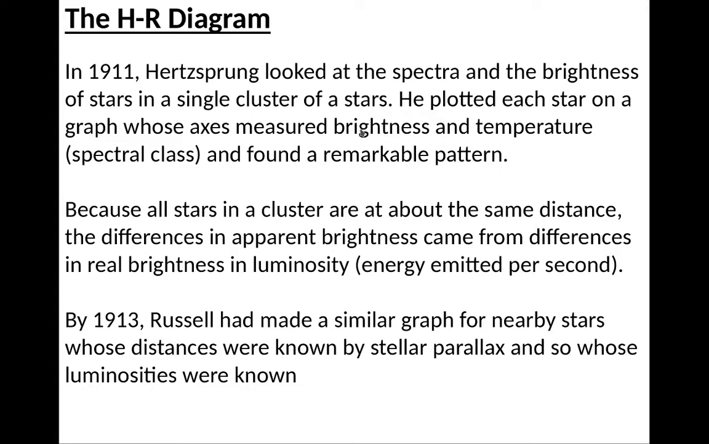Now the star cluster is all at one distance, so while you're measuring apparent brightness, you don't have to worry about them being at different distances, right? And the temperature, the spectral class. And he found a remarkable pattern. Because all the stars in the cluster are at the same distance, the difference in apparent brightness comes from the difference in the real brightness, or luminosity, the energy emitted per second. In 1913, Russell made a similar plot for nearby stars whose distances were known by stellar parallax, and so whose luminosities were also known.